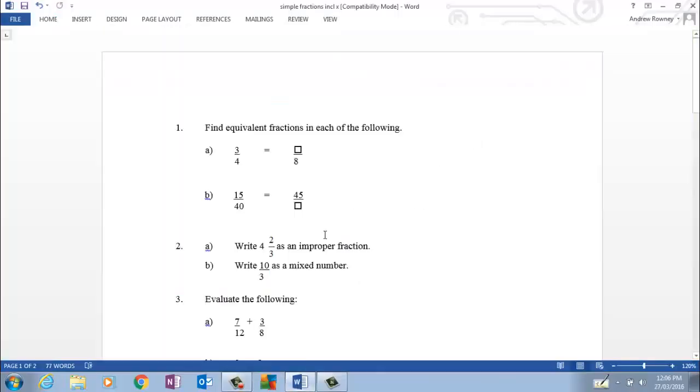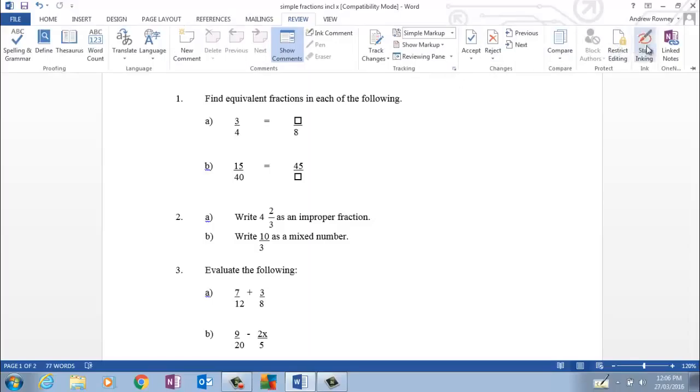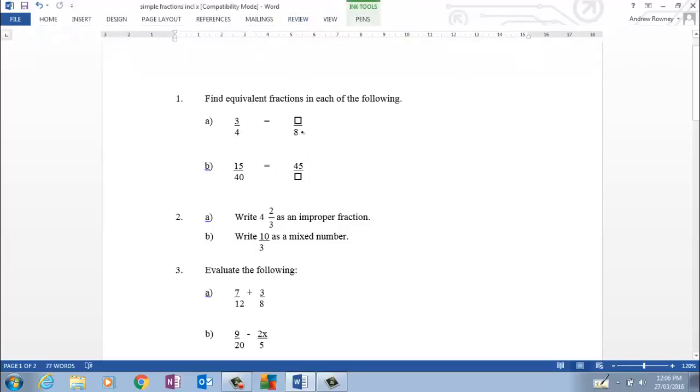Okay, now we're going to look at fractions and algebra within fractions. The first thing we want to look at is equivalent fractions. The first one is 3/4, and we want to get it to eighths.